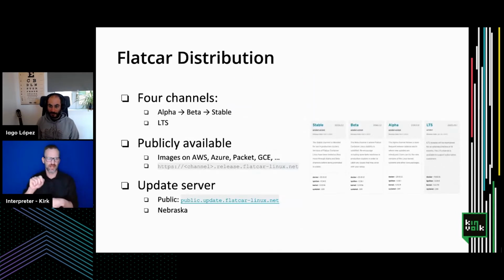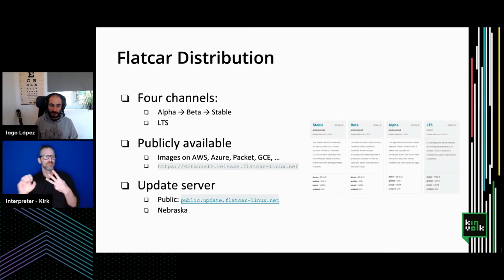And yeah, Flatcar comes in several channels. So you have an alpha channel, a beta channel, and a stable channel. The alpha channel always has the latest stuff, and it's a good practice to run a couple of nodes on the alpha channel in your cluster, so you can detect things that go wrong early, because everything that's in the alpha channel will go to the beta channel with time, and then that will go to the stable channel in the end.